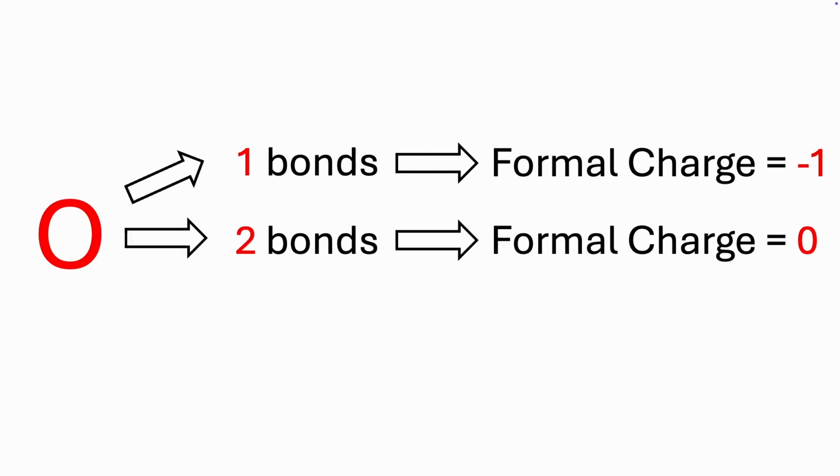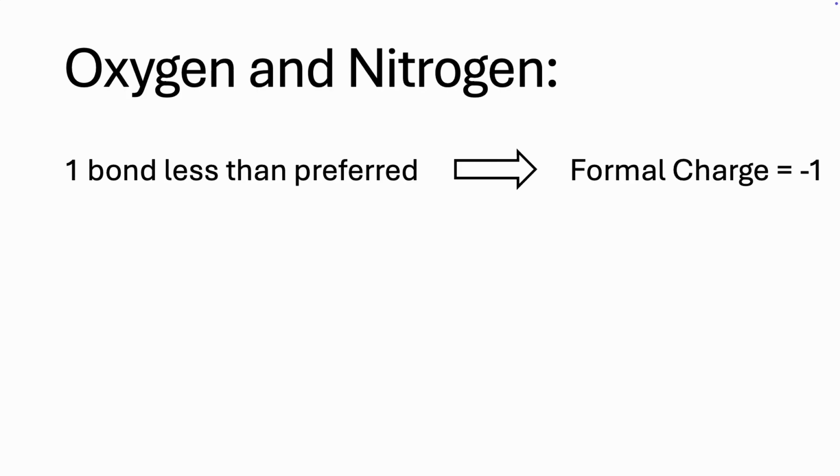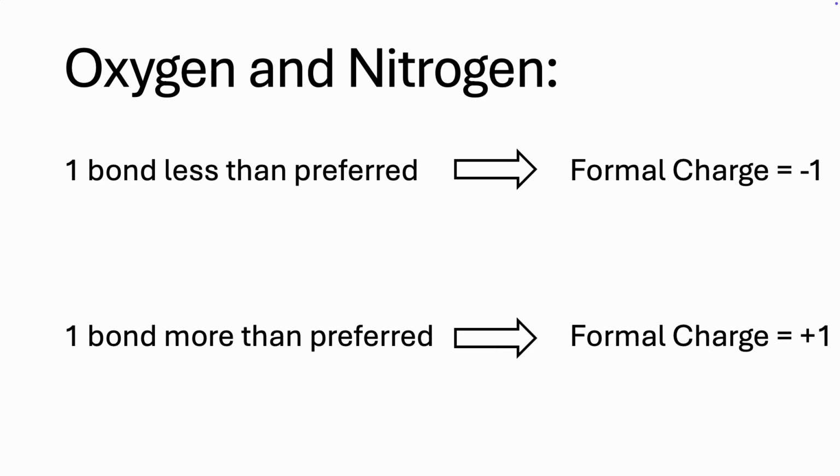Let's think about this again. When oxygen has the same number of bonds as what it likes, it has a formal charge of 0. However, when oxygen has 1 less bond than what it likes, it has a formal charge of negative 1. This shows us a pattern we can use, remembering our HONC mnemonic. For oxygen and nitrogen, 1 less bond than what they prefer results in a formal charge of negative 1, but 1 more bond than what they prefer results in a formal charge of plus 1.